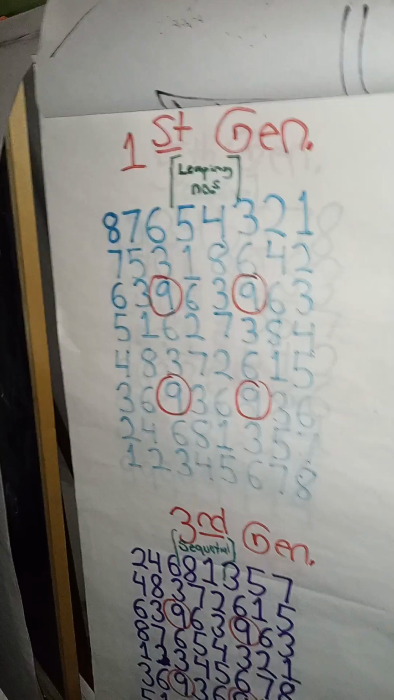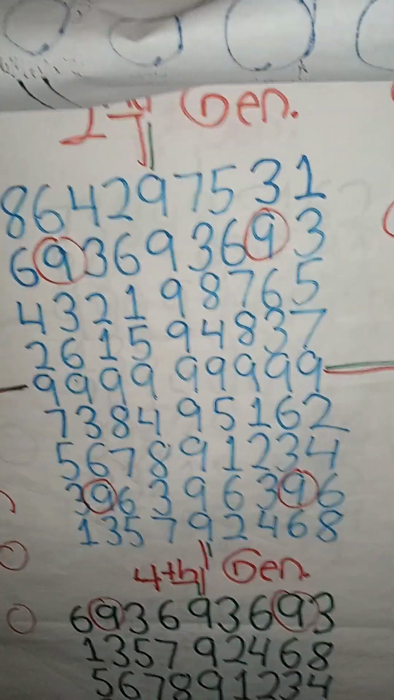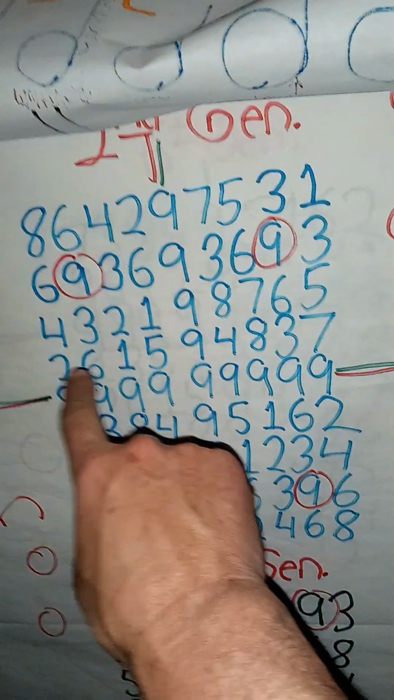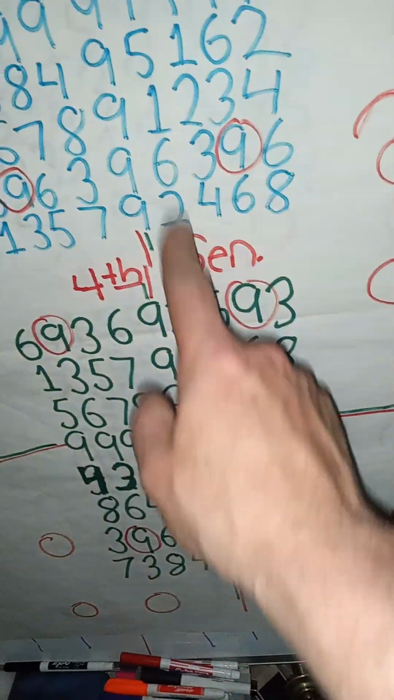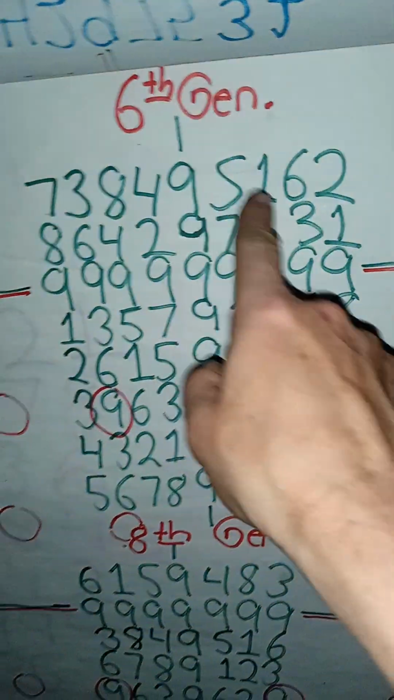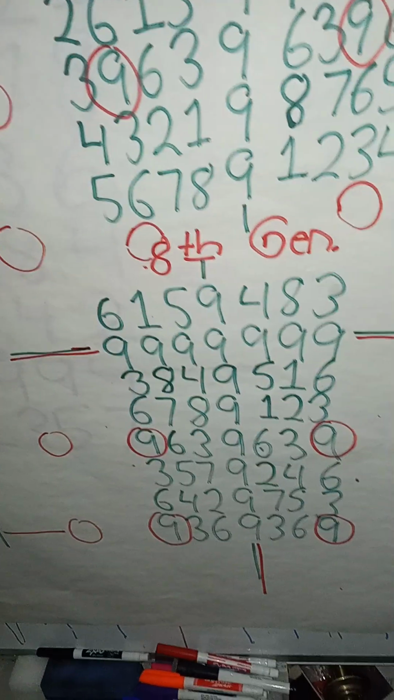This is the 1st generation. Leaping numbers, the same numbers you just saw. This is the 2nd generation of the zippers of the 9s. The 3rd generation: the 6 sequential numbers, numerically sequential. 4th generation, zippers again. 5th generation, odds and evens. 6th generation, the zippers again. 7th generation, leaping numbers. 8th generation, zippers again.